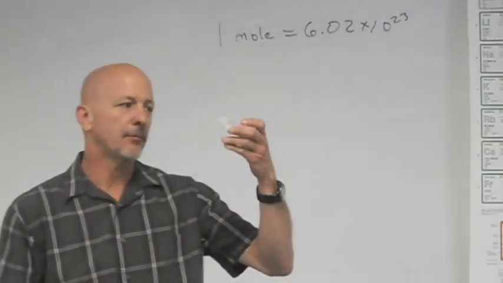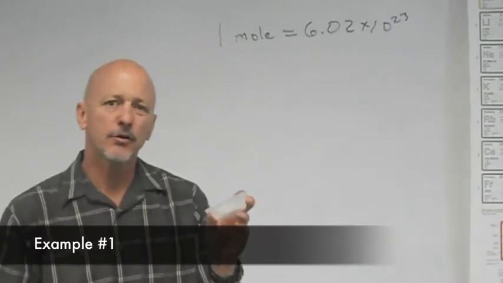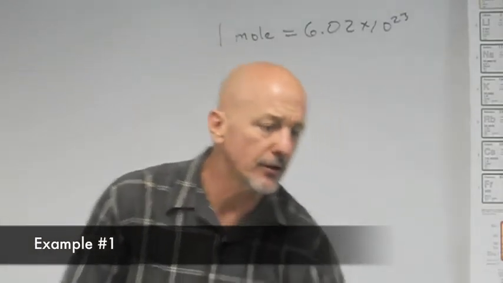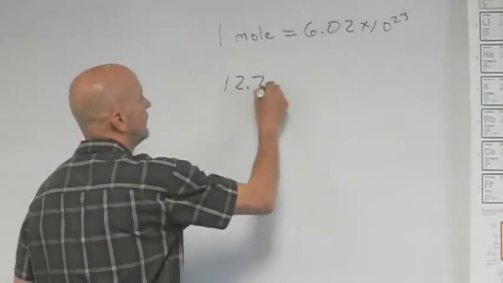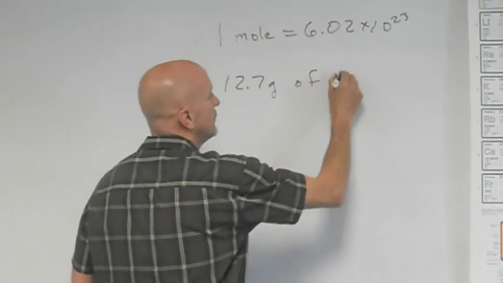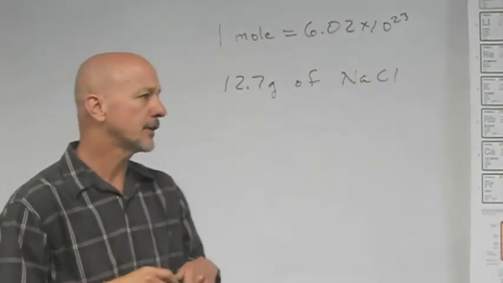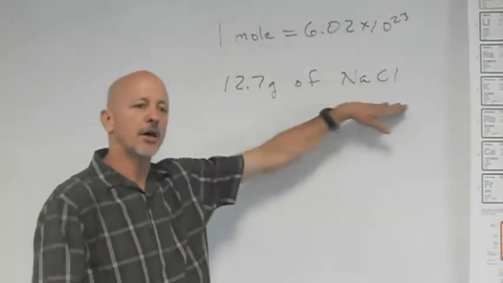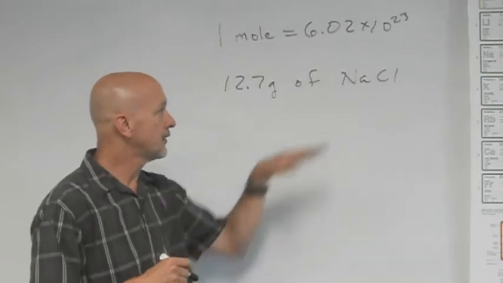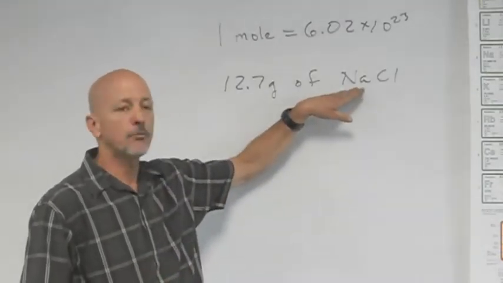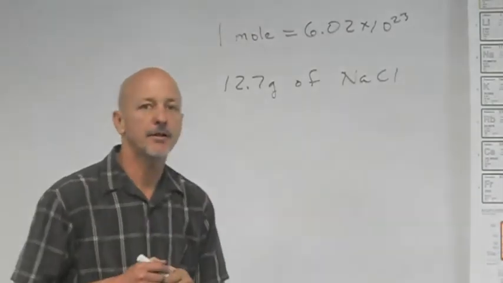Now I want to count a compound. I have just ordinary table salt in here, and I weighed it out. I have 12.7 grams of salt. Table salt is sodium chloride. So I have 12.7 grams of sodium chloride, and I want to find out how many compounds are in that 12.7 grams. In order to do that, I find out the mass of a mole of sodium and chloride, because those are the two things that make up that compound.